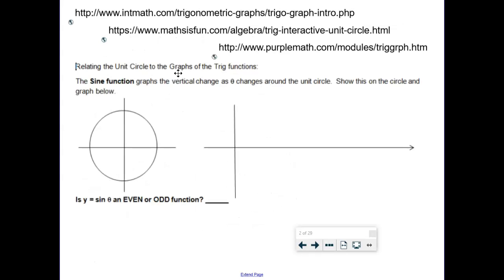Take out worksheet 9. You're going to be looking at something that looks like this, and we're going to be developing the unit circle, okay? No, I lied. We're going to be developing a sine and cosine graph based on the unit circle. Ignore me.